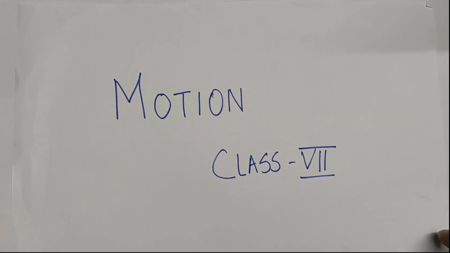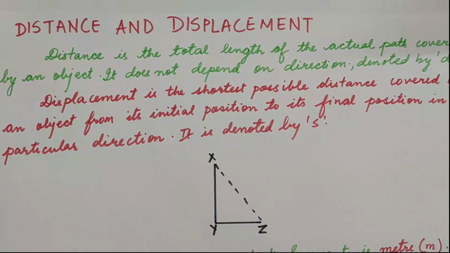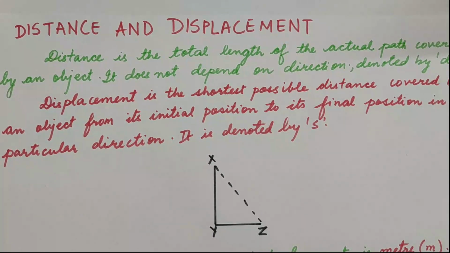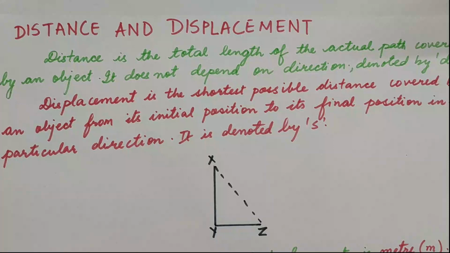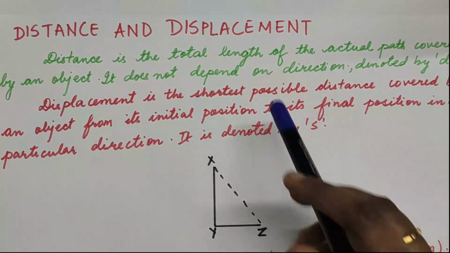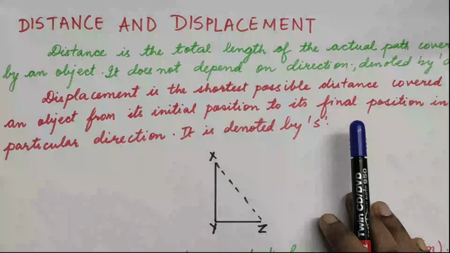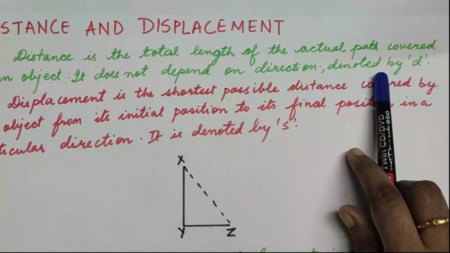So let us begin. When we talk about displacement and distance, you might have heard people say that the distance between your house and your school is 5 kilometers, or 1 kilometer, or when you are going from Rourkela to Puri, you say the distance is so and so kilometers. In physics, distance is the total length of the actual path covered by an object, and it does not depend upon direction.